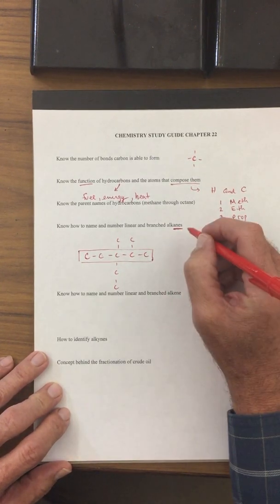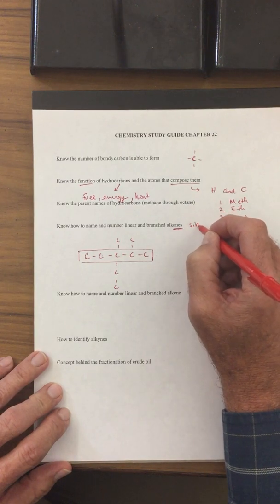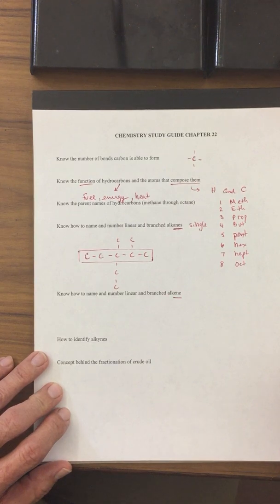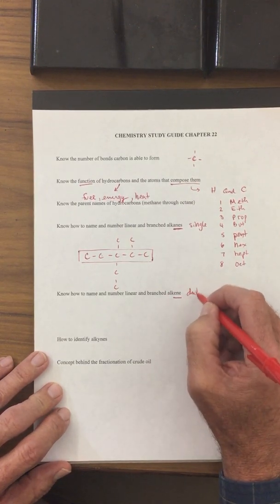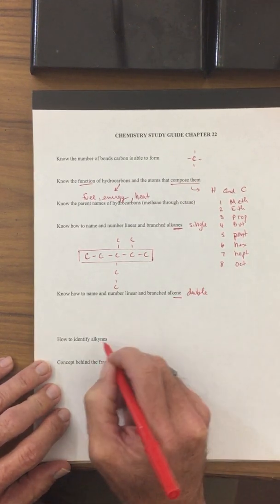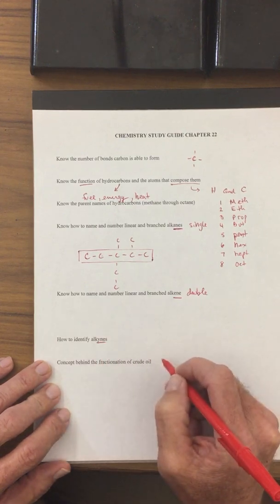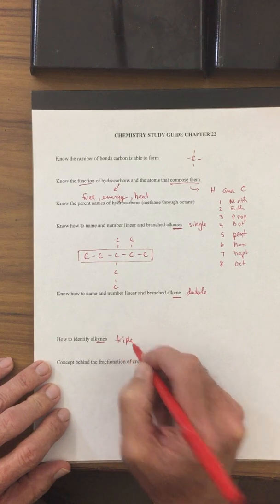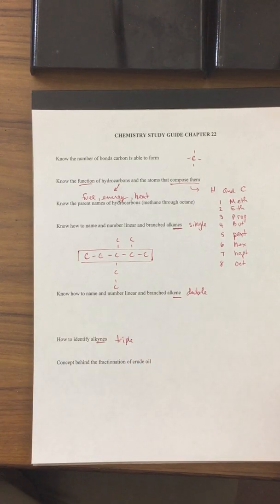Okay, alkanes are going to be ones that have single bonds. We'll get to alkenes in a little bit, which have double bonds. Alkynes are going to be your ones with triple bonds. So how do you name this?